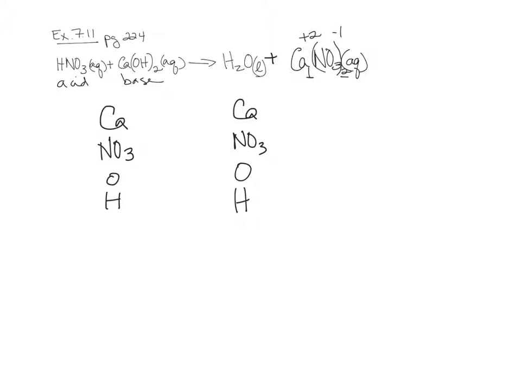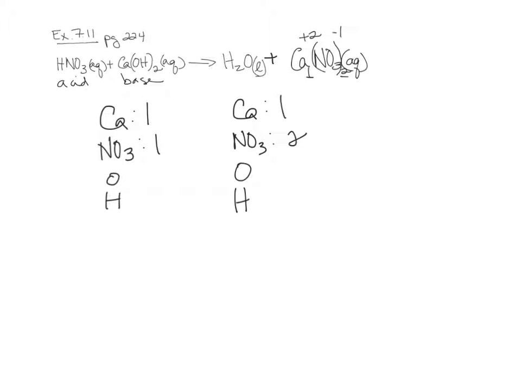On the reactant side, I have 1 calcium, and on the product side, I also have 1 calcium. On the reactant side, I have 1 nitrate, and on the product side, I have 2 nitrates. You can see that right here, I did have the subscript of 2.